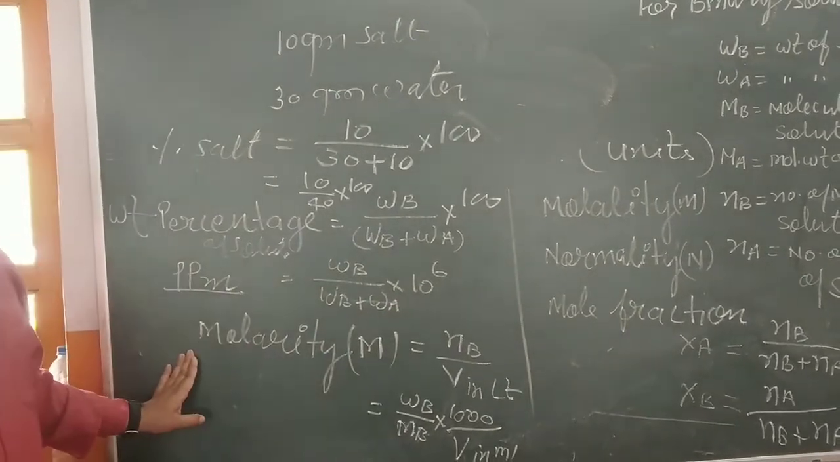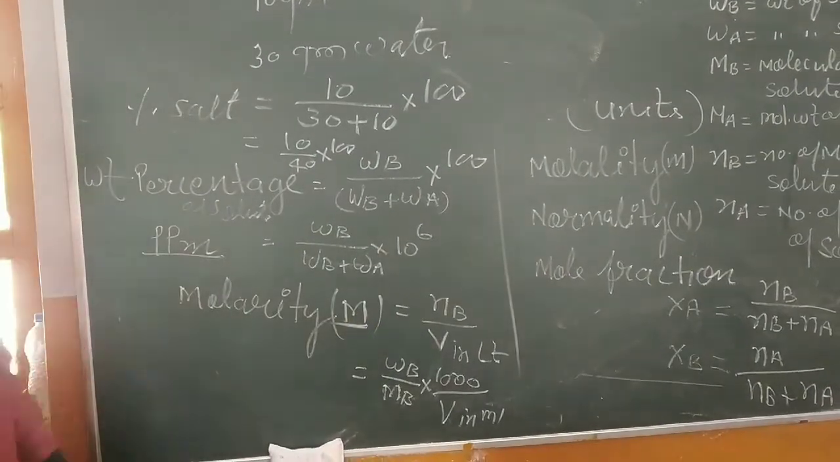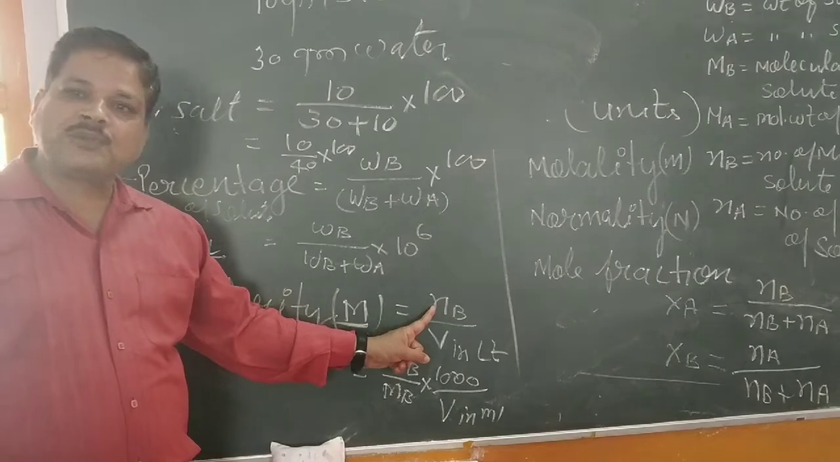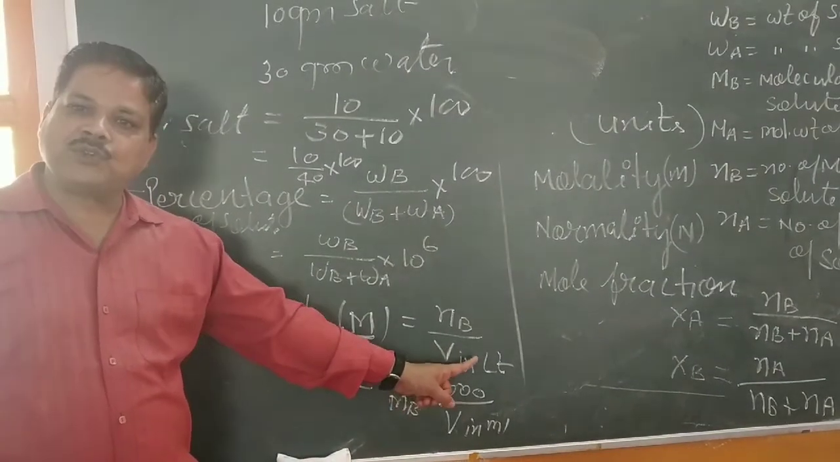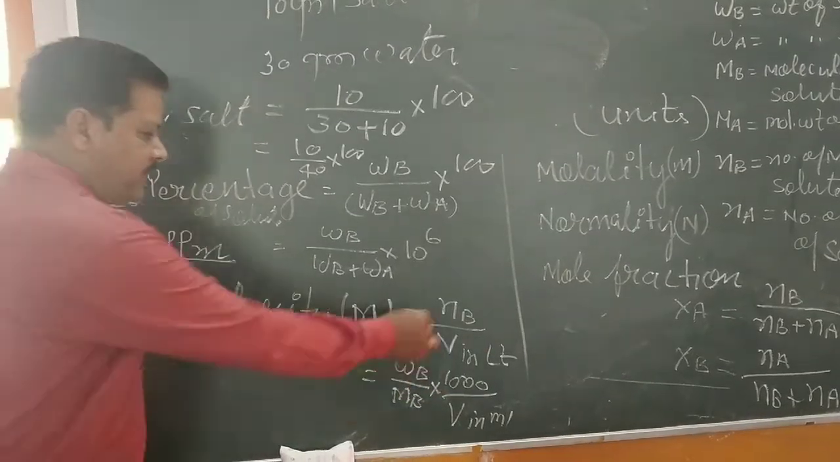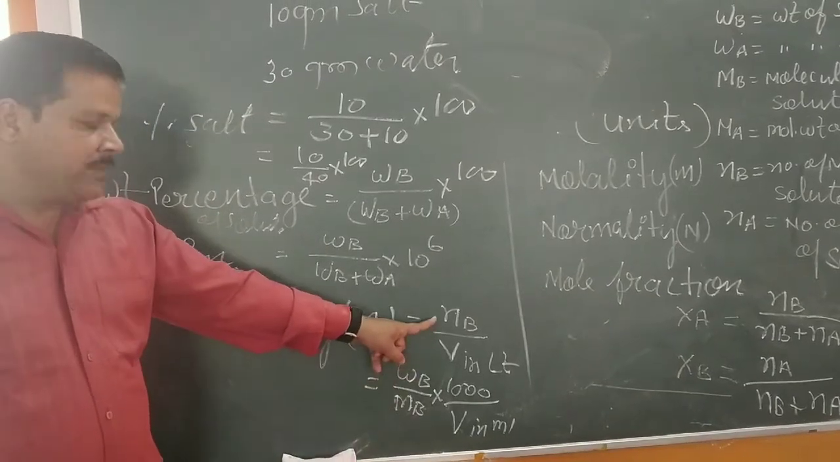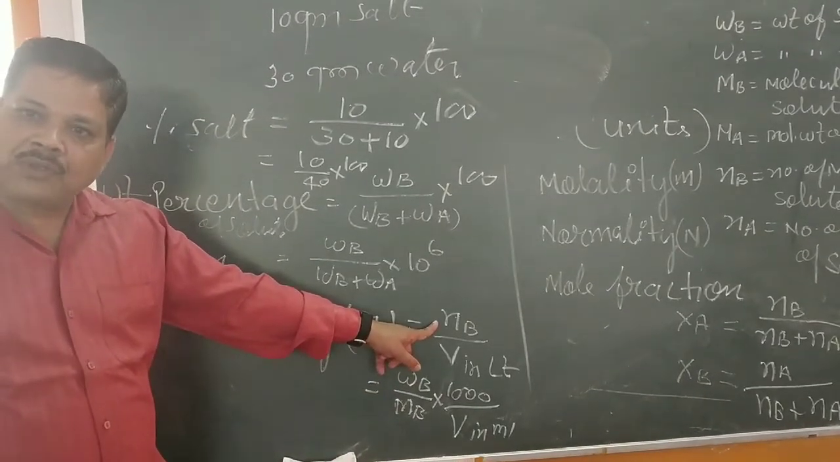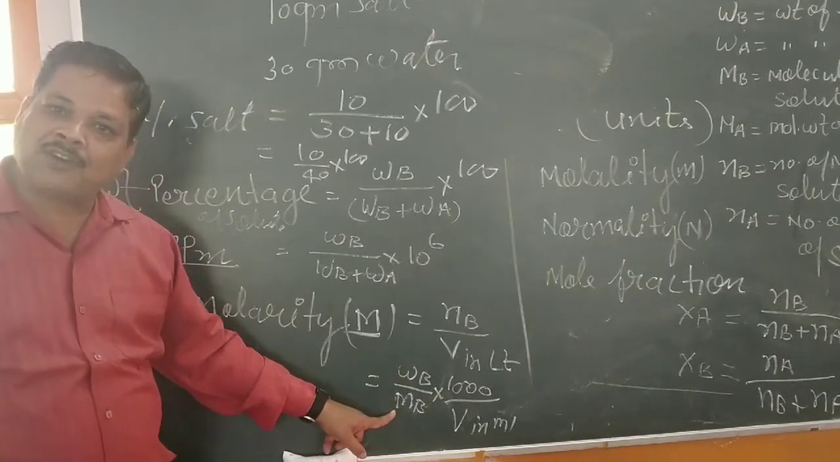Third is molarity, represented by capital M. It is the number of moles of solute present in 1 liter of solution. This V is representing the solution in liter. NB can be represented as WB upon MB. NB is the number of moles of solute. The number of moles of solute is the weight of solute upon the molecular weight of solute.